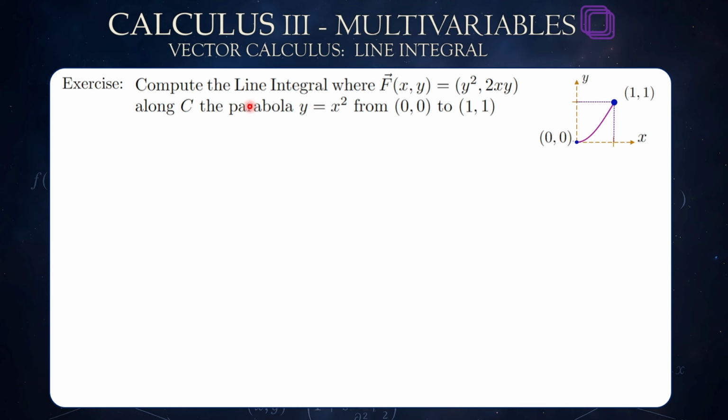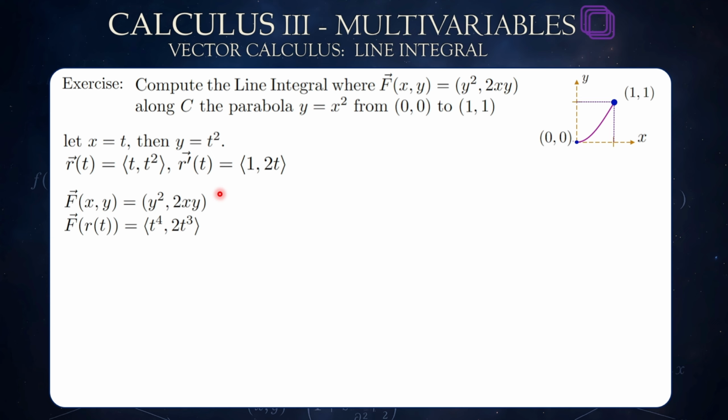Another one, compute the line integral where f(x,y) is equal to (y squared, 2xy) along the parabola of equation y equal x squared from (0,0) to (1,1). Of course, you can try to solve it yourself. Now, let x equal t, then y equal t squared along the curve. Then r of t is given by (t, t squared), or x, y. Then the derivative along the curve is given by r prime of t is equal to (1, 2t).